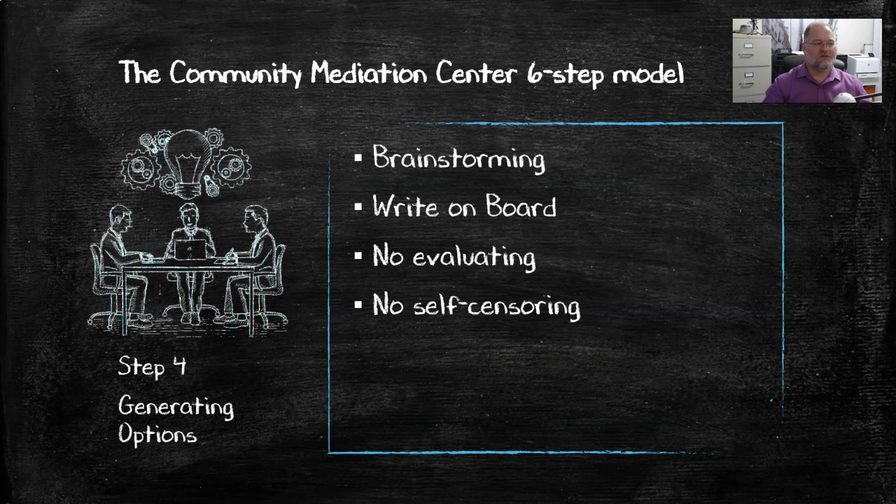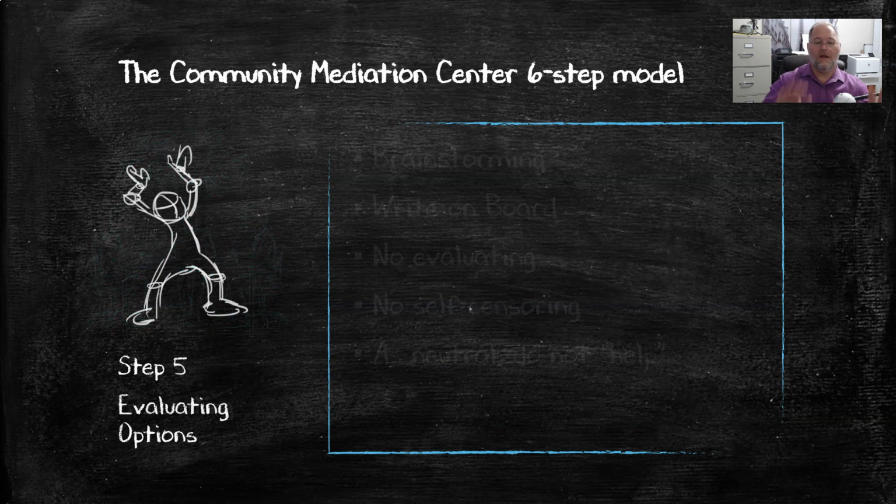So, brainstorming: getting people to say what they need to say, running through them, getting that out there. Don't self-censor, don't evaluate. And as a neutral, again, you don't get to help. All right, once you've gone through the brainstorming, once you've got a whole bunch of stuff up there, maybe not everything, but enough stuff, you can move on to step 5.